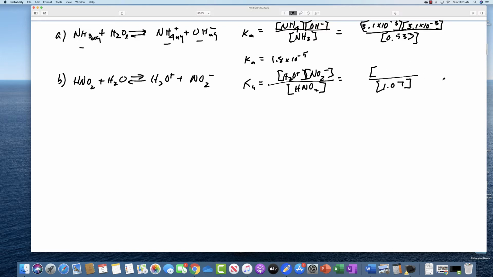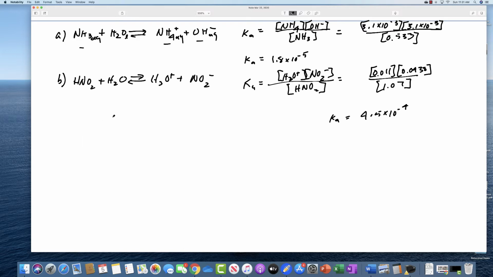The H3O plus is 0.011. And the NO2 minus is 0.0438. If you do the math here, you get 4.5 times 10 to the minus 4. And that's the Ka for this.